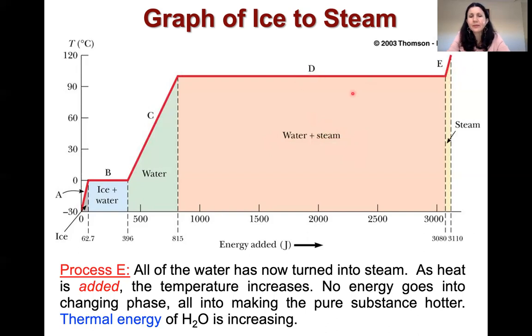Again, somewhere in the middle here, we were in the mixed phase. But once we added enough energy and got to this corner, that means we've converted all of our liquid into steam. And if we continue to add energy, what we're doing now is increasing the temperature of our steam above 100 degrees Celsius. So in this case, again, we have thermal energy, which is increasing.